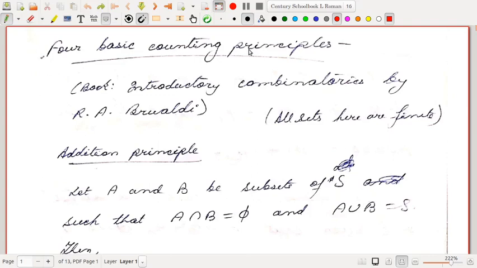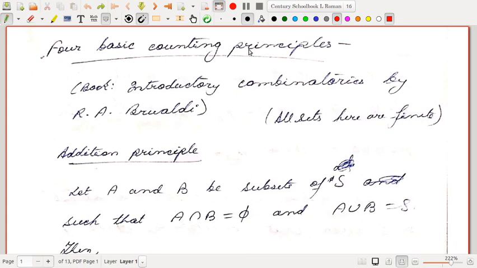Hello students, so today we will discuss four basic counting principles. The book that we will follow is Introductory Combinatorics by Richard A. Brualdi. So you don't have to worry even if you do not have this book. We will follow the problems as well as the theory from this particular book.